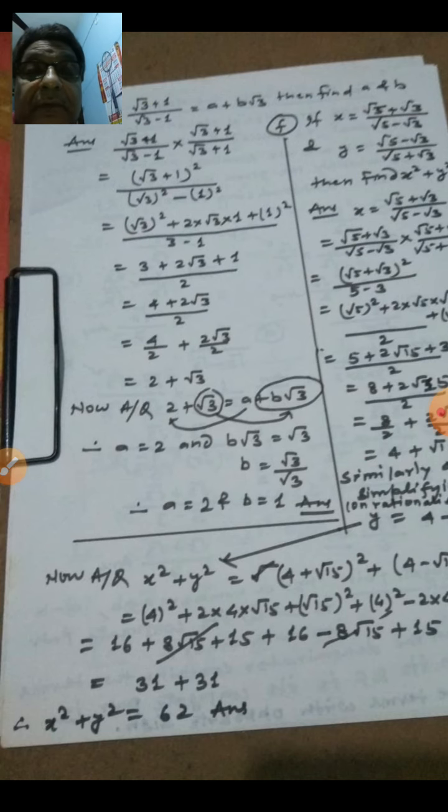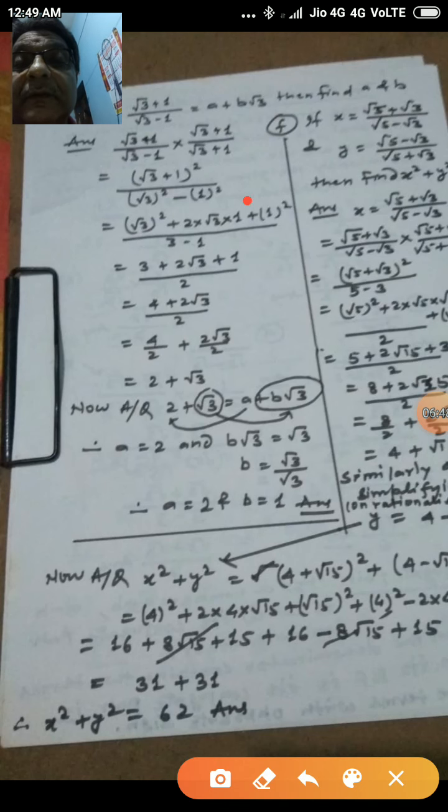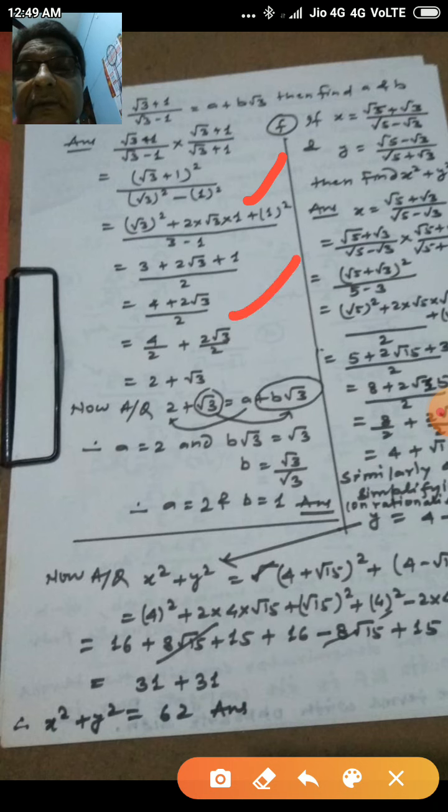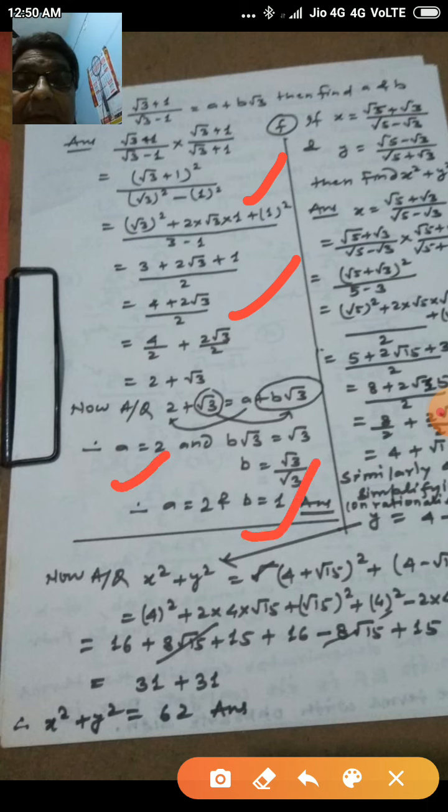Now it is root 3 plus 1 whole square divided by root 3 whole square minus 1 whole square. In this way, on simplification, we arrive at 4 plus 2 root 3 by 2, and separating these two terms, finally we get 2 plus root 3. Now according to the question, we compare this result with a plus b root 3. So we write 2 plus root 3 equal to a plus b root 3, and on comparison we get a equal to 2 and b root 3 equal to root 3, so b equal to 1.